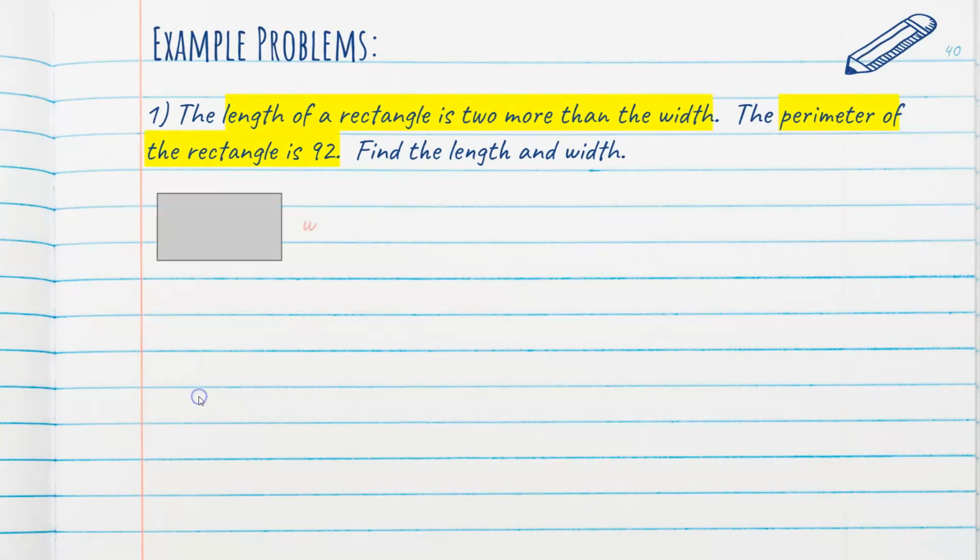So if we have this rectangle here, I'm going to call one side the width. The other side, it tells us, is 2 more than the width. Right, so I'm going to call it 2 plus W, or W plus 2, whichever one you prefer.